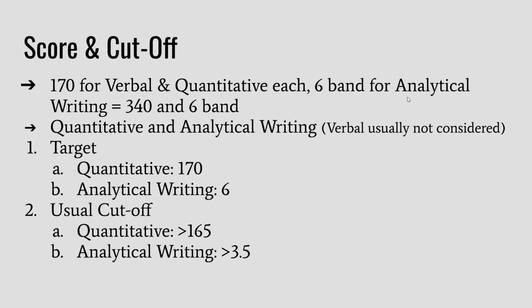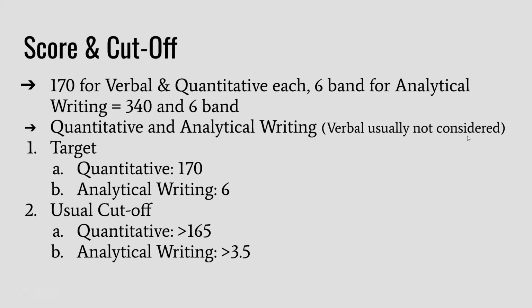For the essay writing section, scores are given as bands, out of 6. For both of your essays, they add the marks and take an average. So the maximum will be 340 for verbal plus quantitative, and 6 bands for your essay. For the cutoff, your target for quantitative should be 170, which you must get and can easily get. For analytical writing also, you should have a target of 6 out of 6.